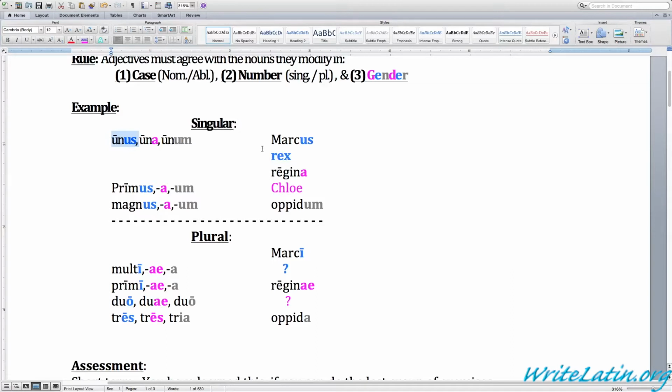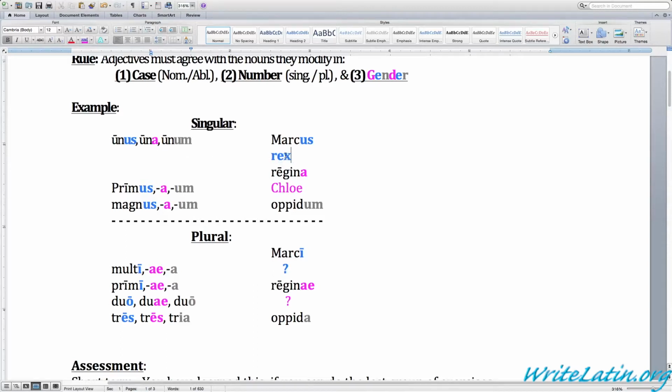Well, blue matches with blue, or in other words, masculine matches with masculine. So you would say rex unus, not rex una, nor rex unum. No, you always want to match the gender. Masculine blue goes with masculine blue. Now, sometimes it's really easy. -us goes with -us. Nominative masculine goes with nominative masculine. But in the case of rex, there is no -us on the end of rex. So if these were not blue, you might not know that unus and rex go together.